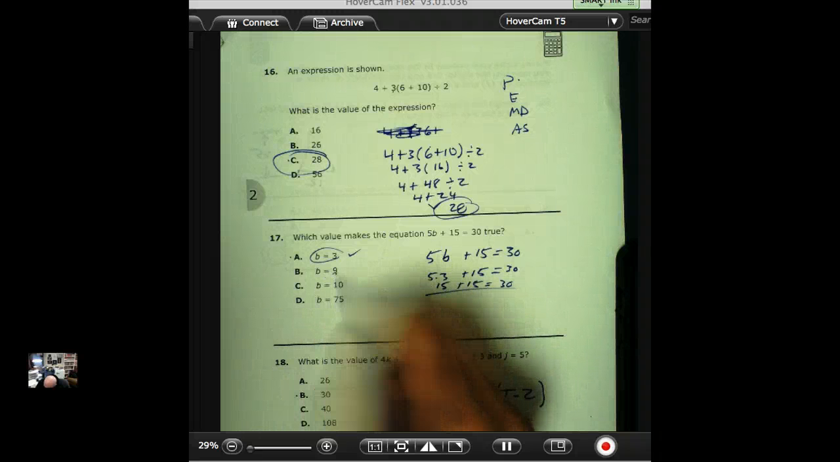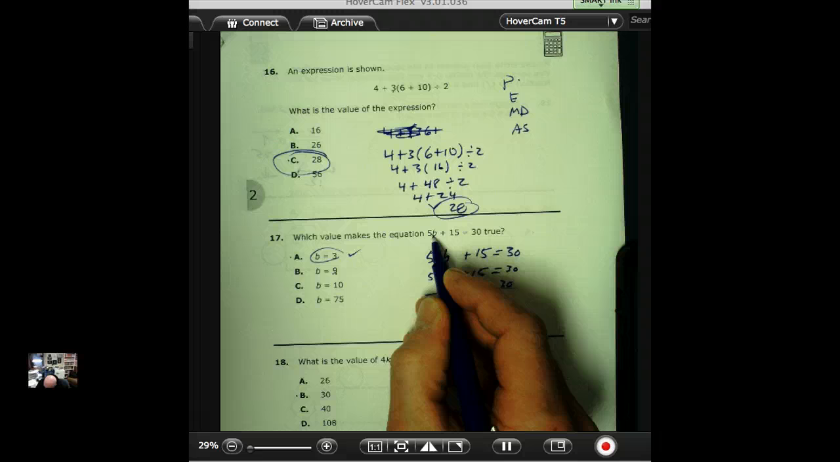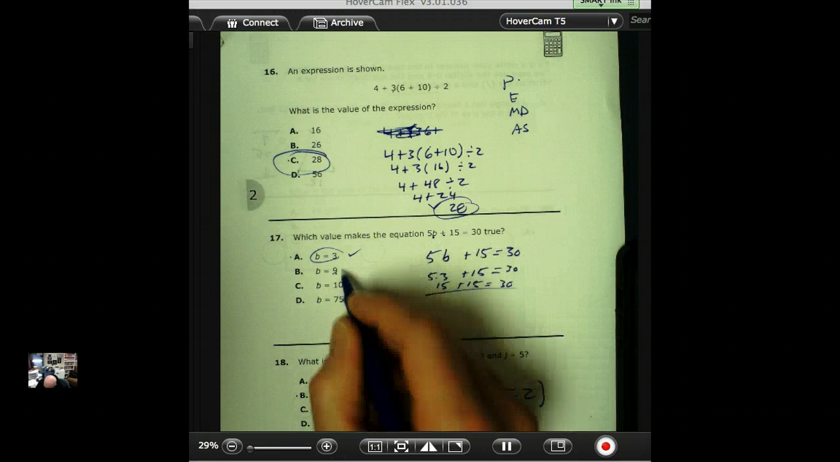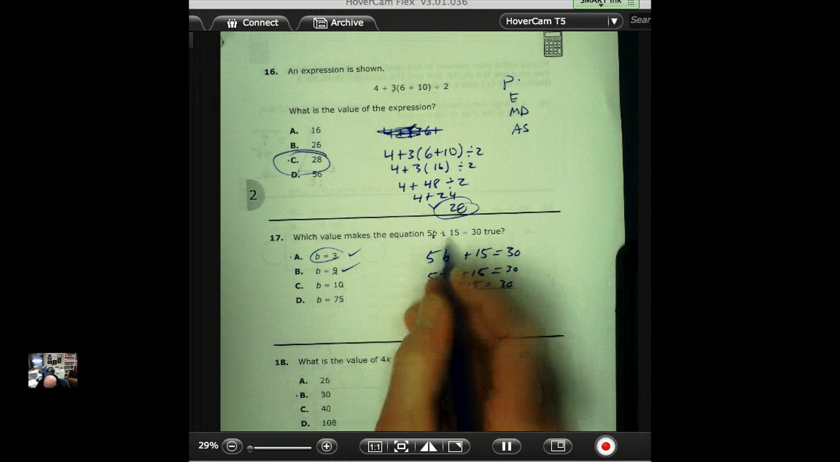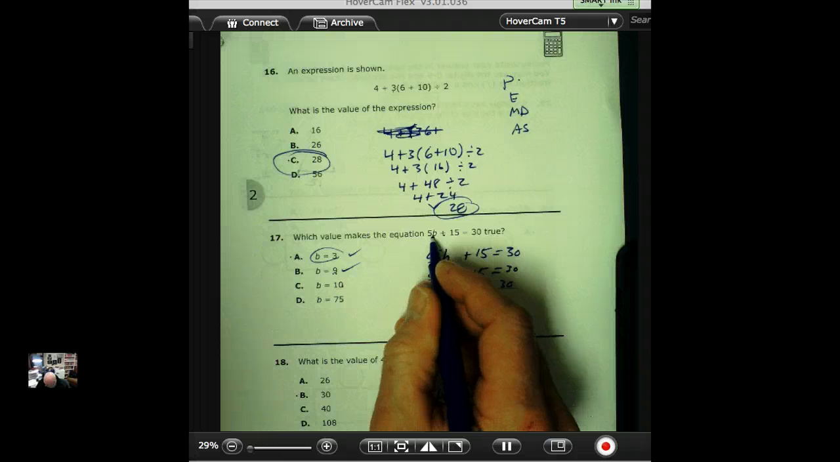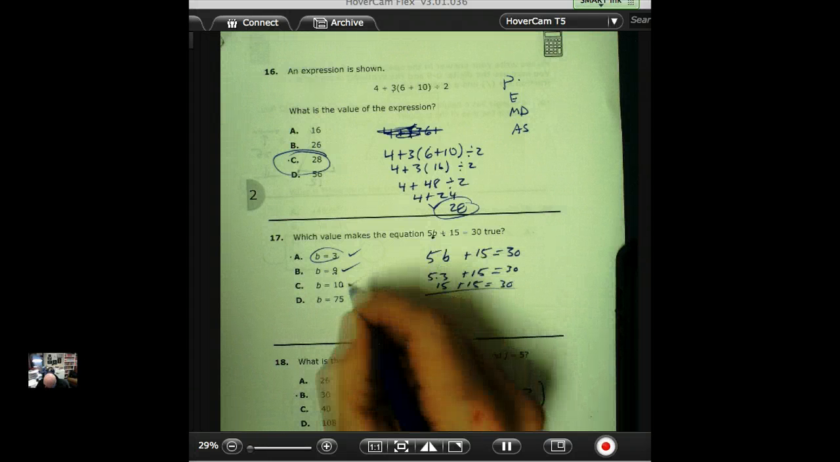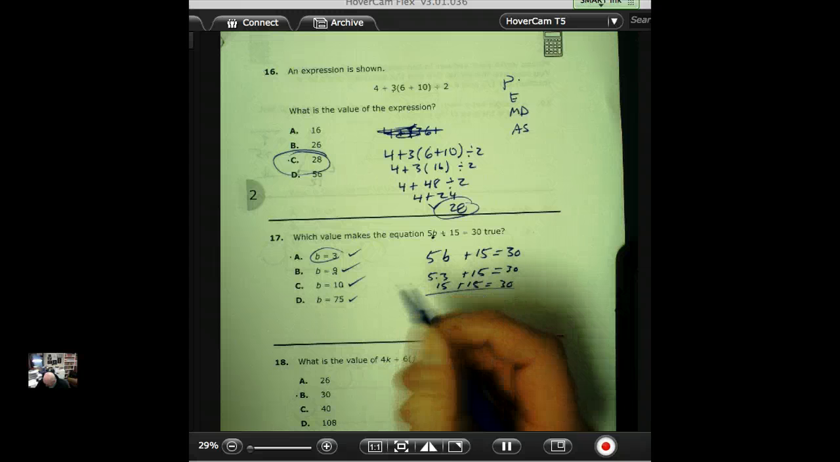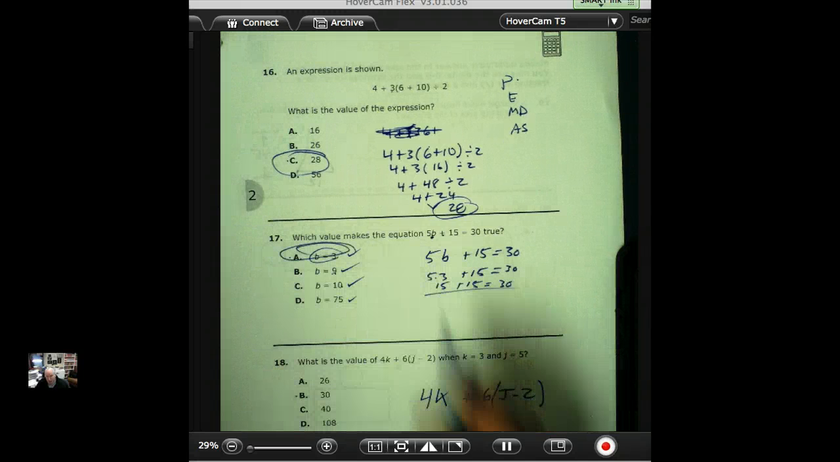5 times 9 would be 45 plus 15. That's too big. 5 times 10 would be 50 plus 15. That one is too big, and that one is going to be obviously too big. So A is my correct answer there.